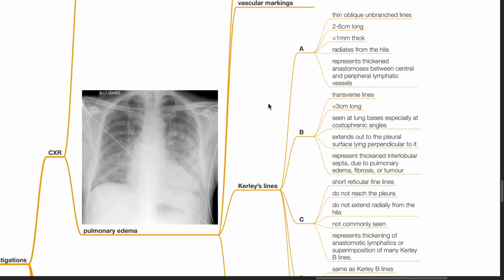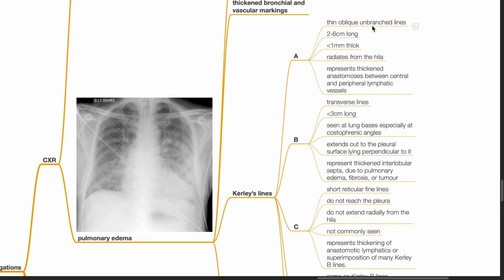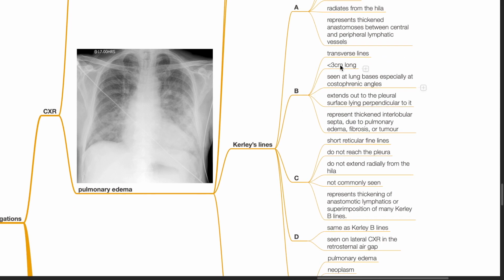Curly A lines are thin oblique unbranched lines 2 to 6 cm long, less than 1 mm thick. They radiate from the hilar and represent thickened anastomosis between central and peripheral lymphatic vessels. Curly B lines are transverse lines less than 3 cm long, seen at lung bases, especially at costophrenic angles. They extend out to the pleural surface, lying perpendicular to it. They represent thickened interlobular septa due to pulmonary edema, fibrosis, or tumor.